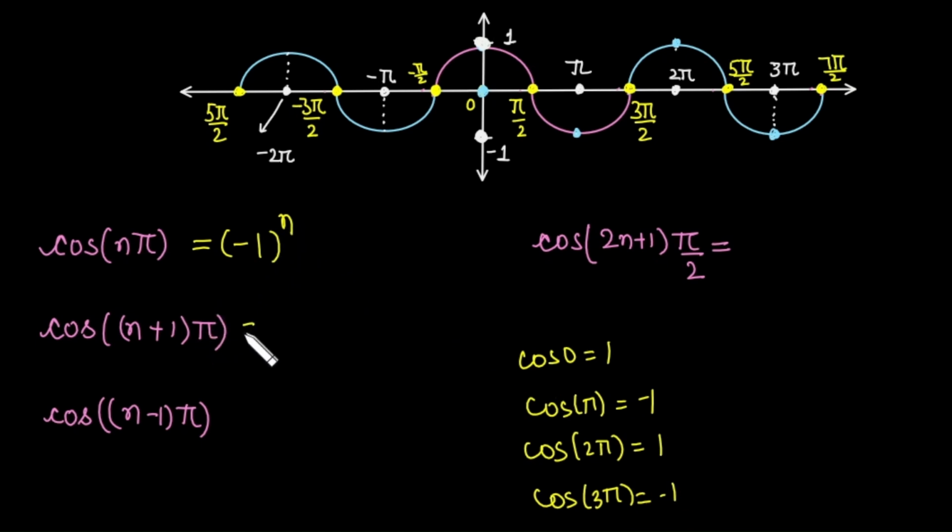Now, the point is what is the value of cos n plus 1 into pi? So, in this case, cos n pi is minus 1 raised to power n. So, in place of n, we are substituting n plus 1 over here. In this case, the answer is minus 1 raised to power n plus 1. And over here, minus 1 raised to power n minus 1. Now cos 2n plus 1 into pi by 2. So it is a multiple of pi by 2, but that is the odd multiple. So in this case, cos pi by 2 is 0, cos 3 pi by 2 is 0, cos 5 pi by 2 is 0. It means this answer is 0.